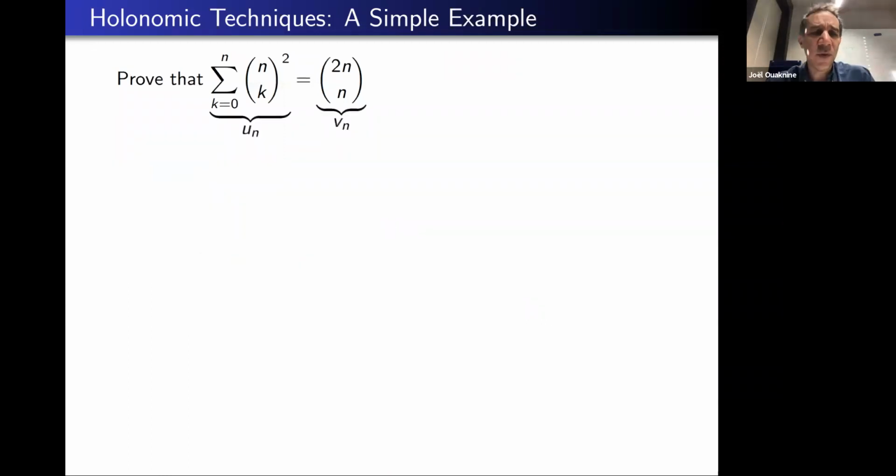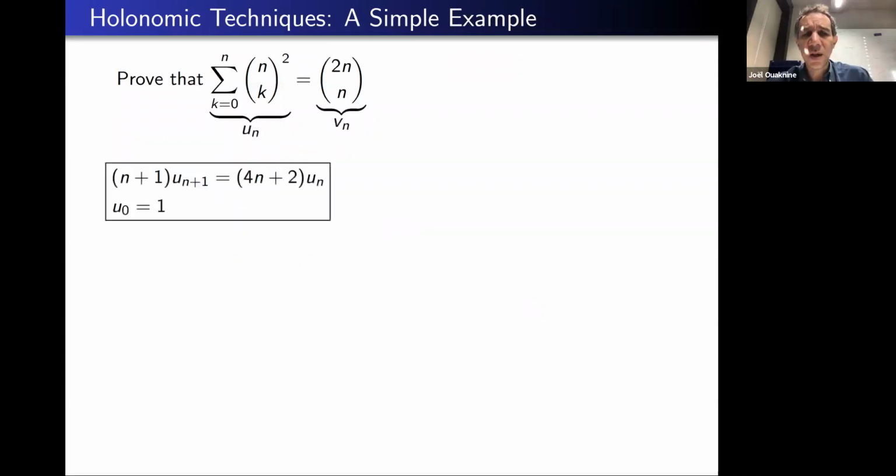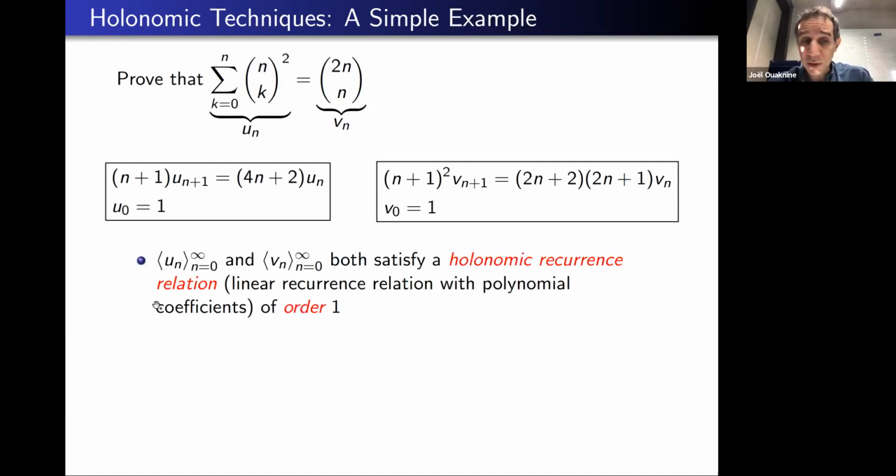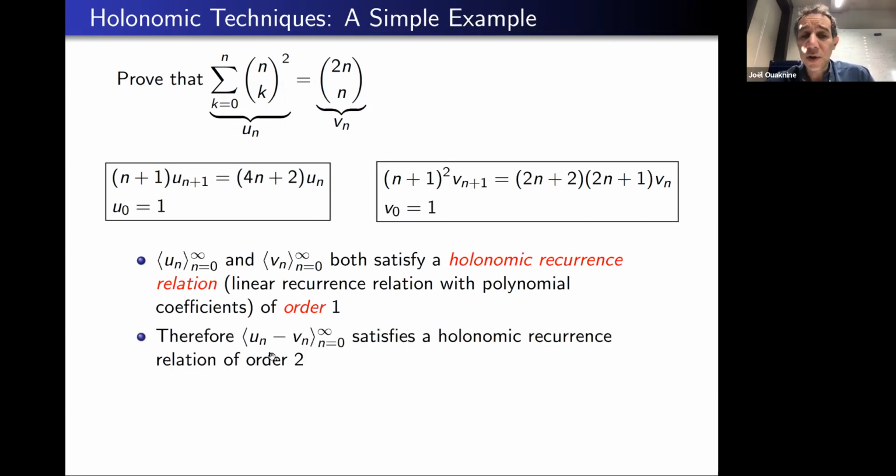So if we put everything on the same slide, on the left-hand side I've got a recurrence for the u_n. On the right-hand side, I've got a recurrence for the v_n. Both of these recurrences are order 1. So in other words, u_n and v_n both satisfy what is called a holonomic recurrence relation, so a linear recurrence relation but with polynomial coefficients, of order 1. And therefore, the sum or the difference of these things will satisfy a holonomic recurrence relation of order 2. And this is a simple linear algebra argument.